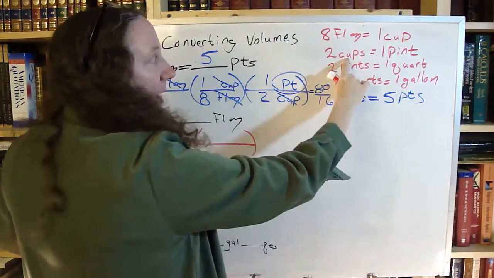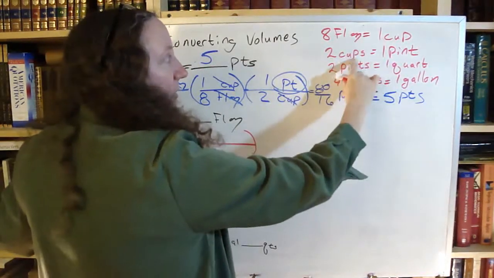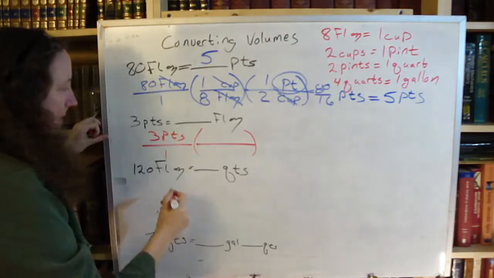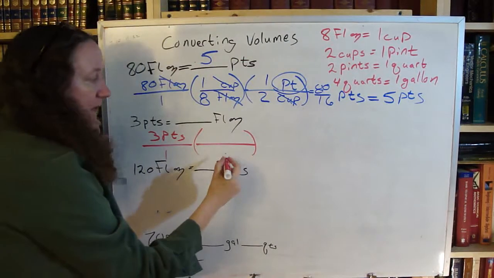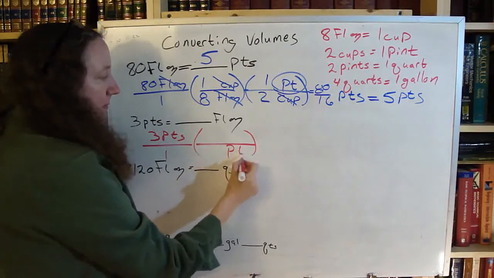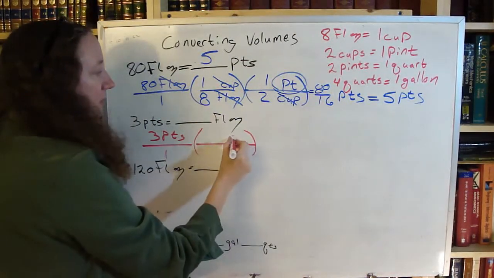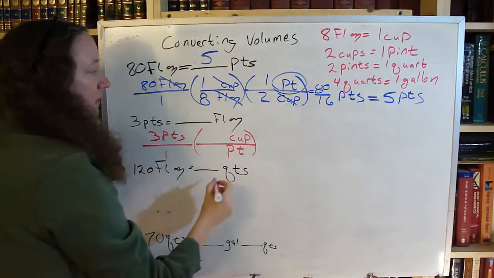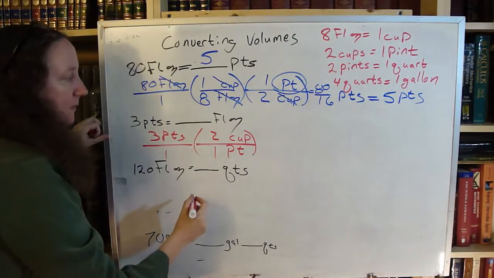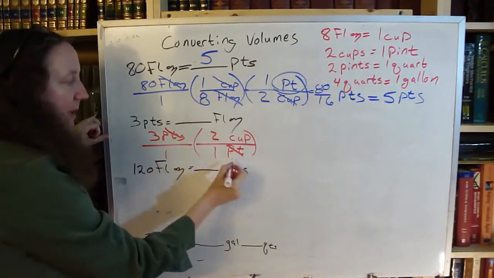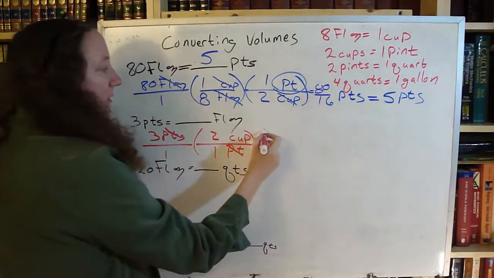So I want to go from pints to cups, cups to fluid ounces. I'm starting with this pints to cups. So pints is on the top. To get rid of it, I put it on the bottom. I want to go to cups. And I see that 2 cups is 1 pint. Pints cancels pints. I have cups, but I don't want to finish at cups, I want to keep going.